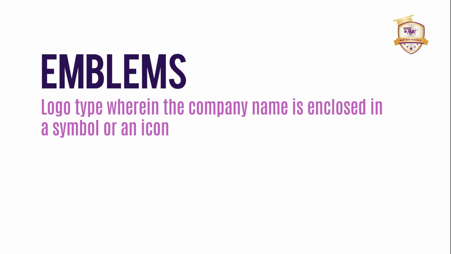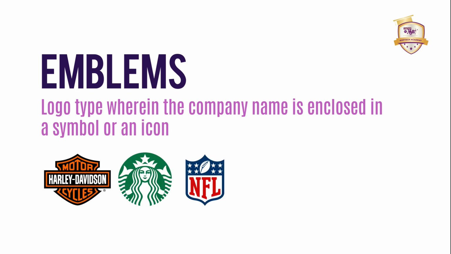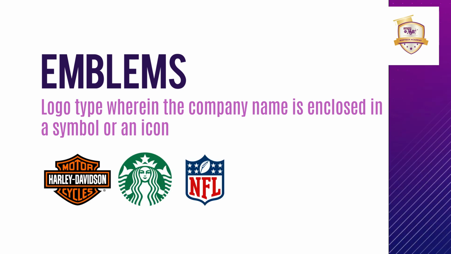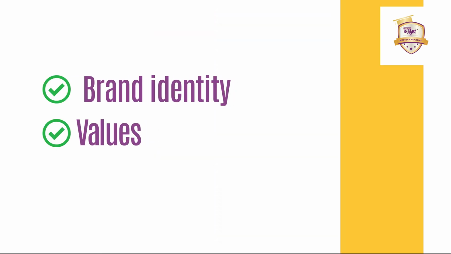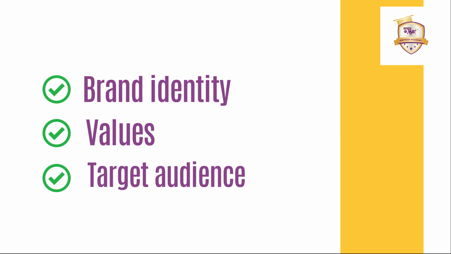Emblems are logos where the company name is enclosed within a symbol or an icon, creating a traditional, classic feel. Harley-Davidson, Starbucks, and the NFL logo are examples of emblem logos. So how does one design a professional logo? It starts with understanding the brand's identity, values, and target audience. This forms the foundation for a logo that truly resonates.